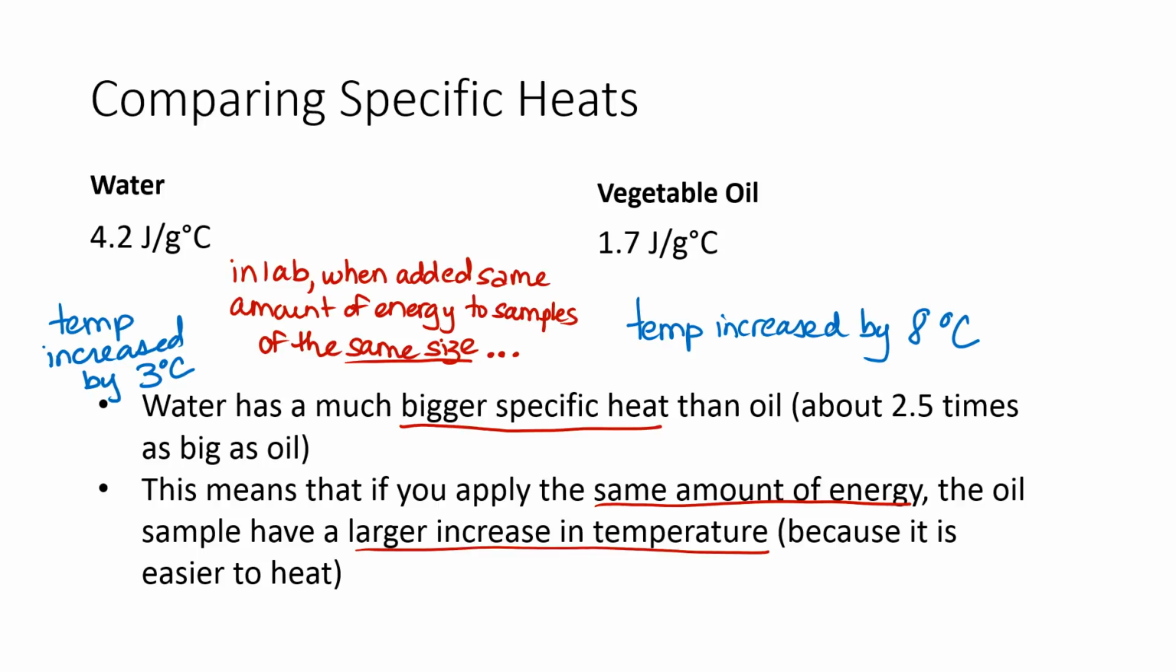So again, water has a much bigger specific heat than oil, which means if you apply the same amount of energy, water will have a smaller change in temperature. Oil will have a larger increase in temperature. That's because since oil has a lower specific heat, it's easier to heat. Or you could think of it as water has a high specific heat, so it's a lot harder to change its temperature.